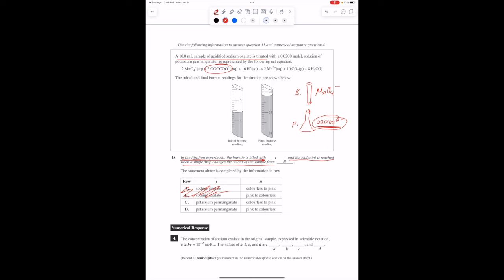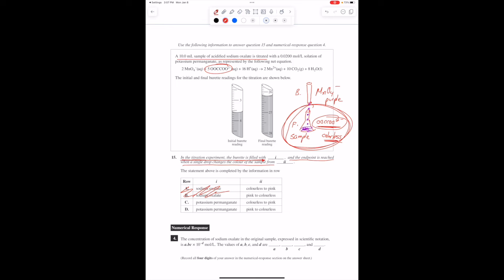And the endpoint is reached when a single drop changes the color of the sample from, okay, so here you got to know that this is purple. And this is colorless. So the sample, by the way, this beaker, the beaker is called the sample. Okay? The sample is going to start colorless. And as these, here, let me make purple drops. As purple drops come in, right, it's going to make this turn purple eventually. Okay, so it's going to go from colorless to pink or purple, but it'll be light, so it'll be pink. Oh, no, it is colorless to pink, yeah.